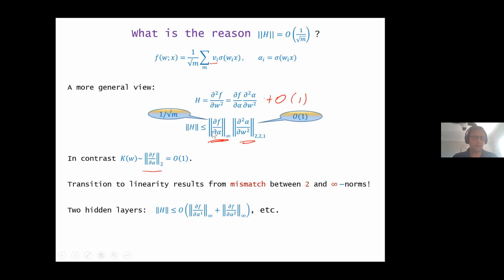So it is true. It depends on some sort of initialization, but it's like the central limit theorem, right? When you have a sum of random numbers, say plus or minus 1, like Bernoulli, then you know that this sum divided by the square root of m is of order 1.